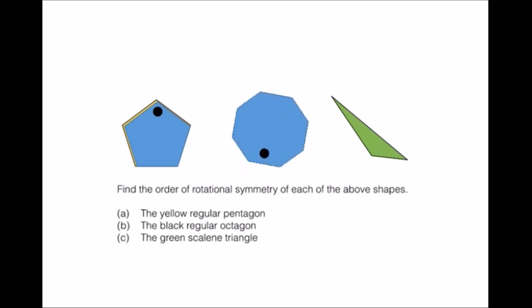The octagon, 1, 2, 3, 4, 5, 6, 7, 8. So an octagon is order 8, which makes a lot of sense because 5 identical sides and identical angles, order 5. 8 identical sides and identical angles, order 8. The scalene triangle, however, does not look like its original position until it's completed its full 360-degree turn. Therefore, it has order 1 rotational symmetry.